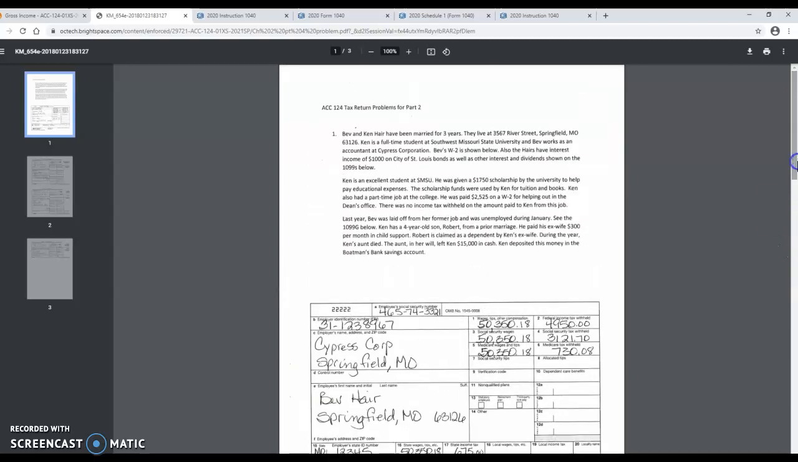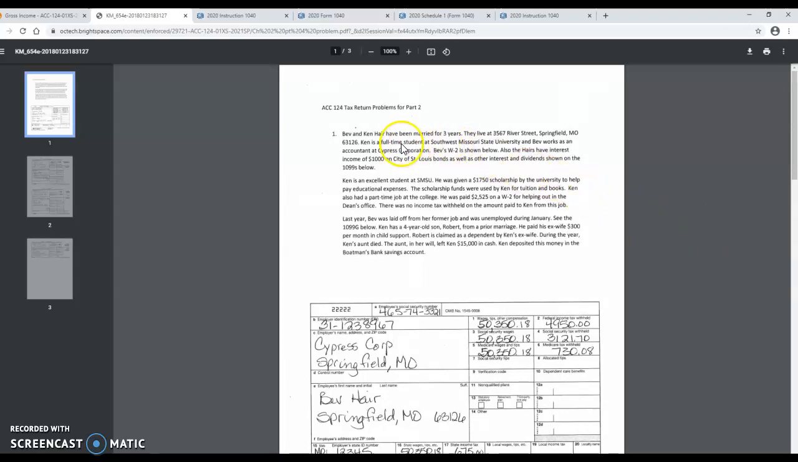To take a look today at doing a return for Bev and Ken here. And we have their address. Because this is starting to get to be a little bit longer with more information, our best way to attack this is to actually make ourselves a summary sheet so that we can put stuff in order and make sure that we don't end up forgetting something.